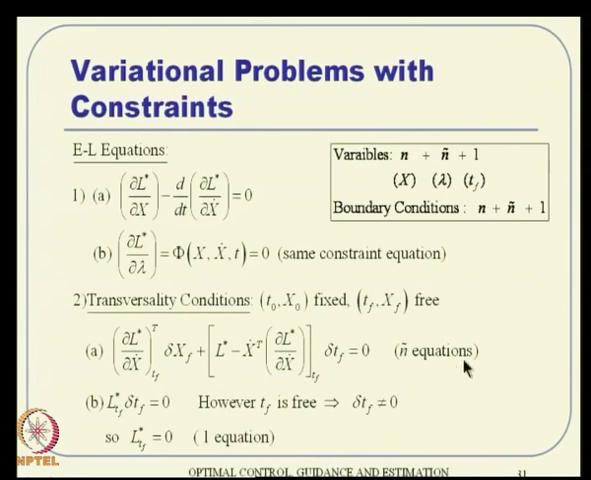The transversality condition tells something like this. When you apply this, it leads to the n tilde equations, and then you have one more condition that L star at TF times delta TF equals 0. But since TF is free, it leads to L star at TF equal to 0. So, you have these many freedoms and you also have equivalent boundary conditions. So, you should be able to solve it.